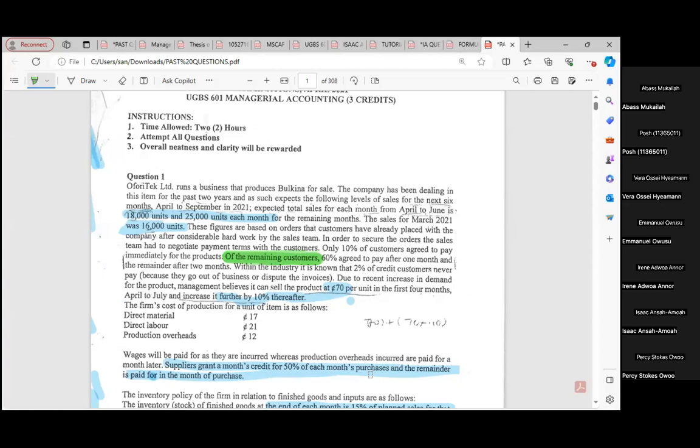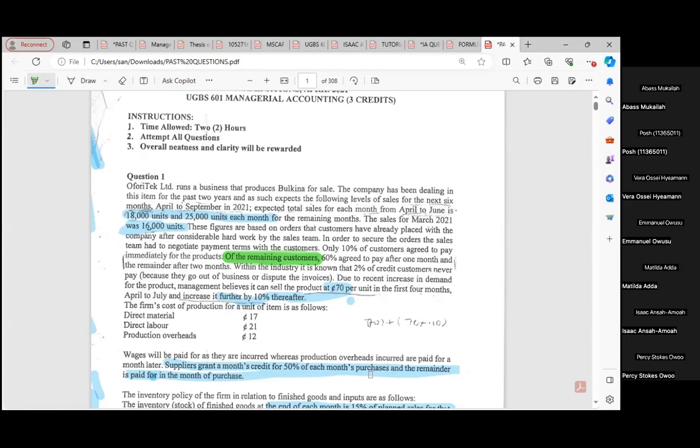Of the remaining customers, 60% agreed to pay after 1 month and the remainder after 2 months. Within the industry, it is known that 2% of credit customers never pay because they go out of business or dispute the invoices due to reason. Okay. So I think the 2% forms a part of the 100. Maybe I'm confused. No, I agree with you. I was also thinking the same. Isaac.